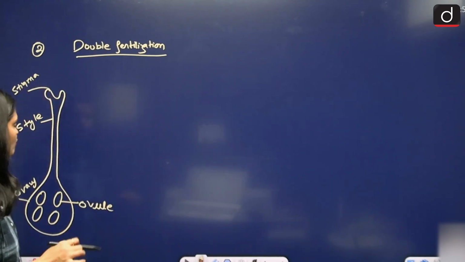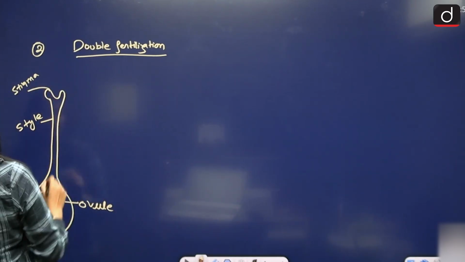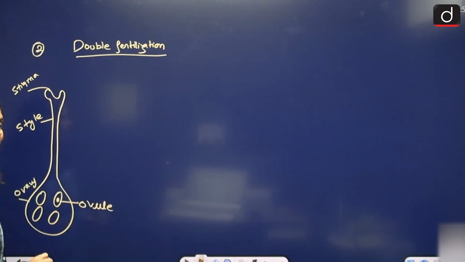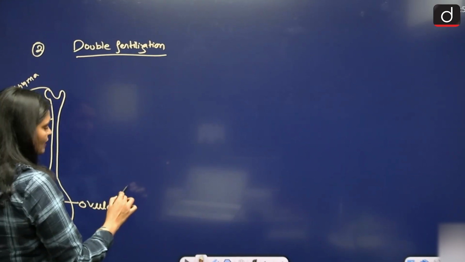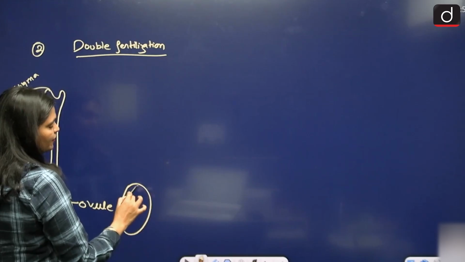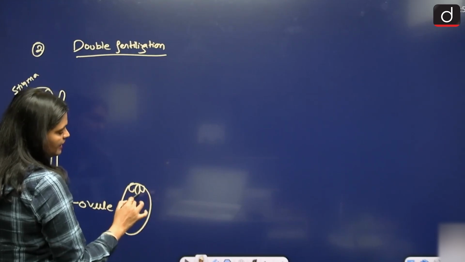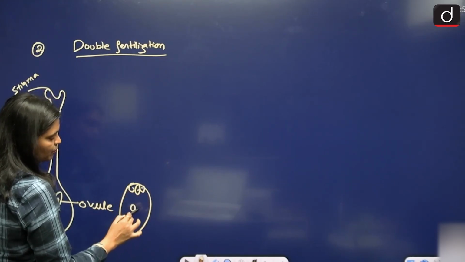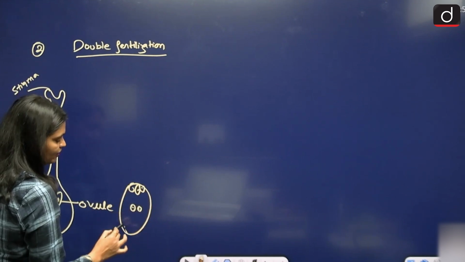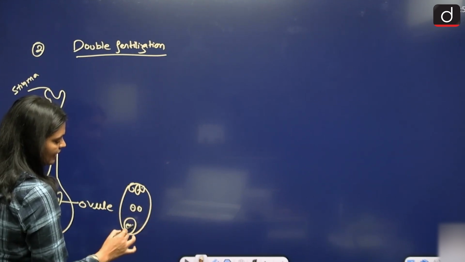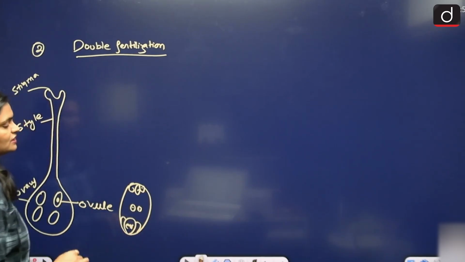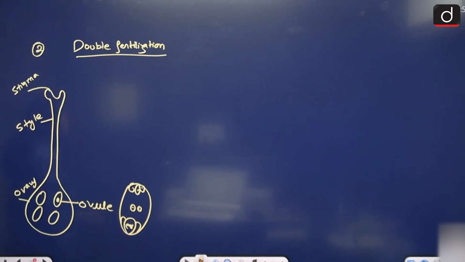Okay, so now what happened here? Within the ovule only you have an embryo sac, है ना. और वो कैसा होता है embryo sac हमारा? Here you have 3 antipodal cells, then you have 2 polar nuclei, and you have 1 egg, right, and 2 synergid cells. This is how the structure of the embryo sac is.